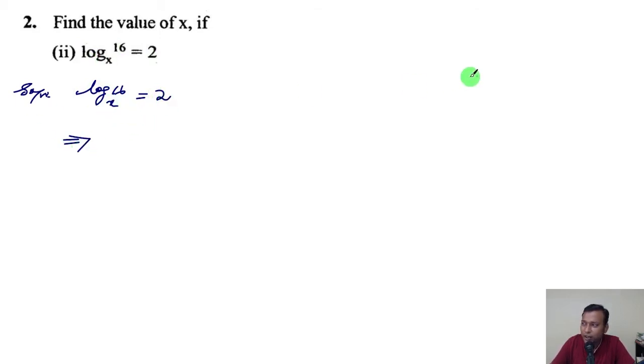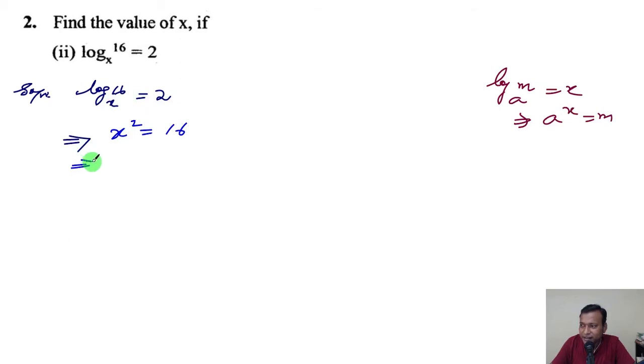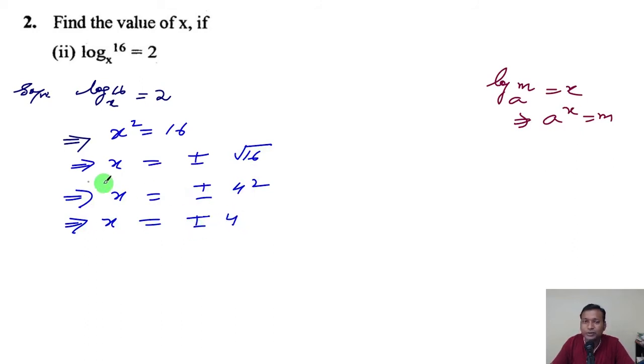So when it is in the logarithm form, say log m to the base a equal to x, we write a power x equal to m. Then here I'll write x square equal to 16. Then x equal to plus minus root over 16, x equal to plus minus 4 square. So x equal to plus minus 4. So now we got the values of x as 4 and minus 4.